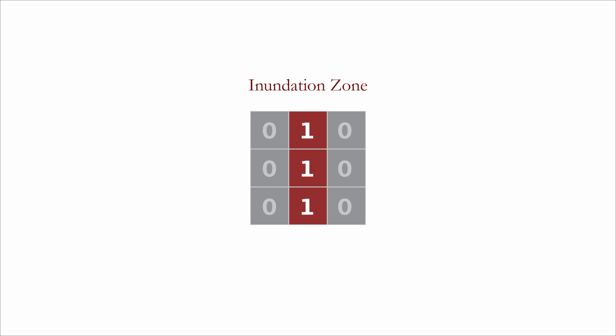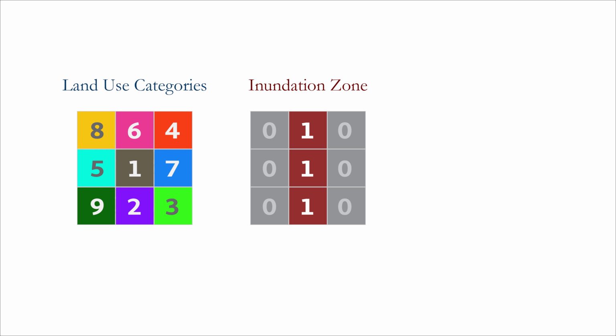Currently, our inundation rasters are made up of pixels that are either ones or zeros. The land use raster is made up of pixels ranging from 1 through 9. The numbers represent different land use types.